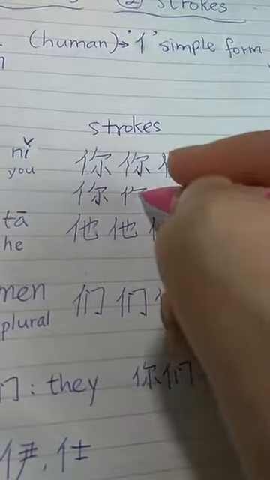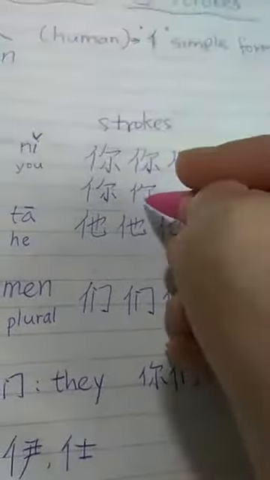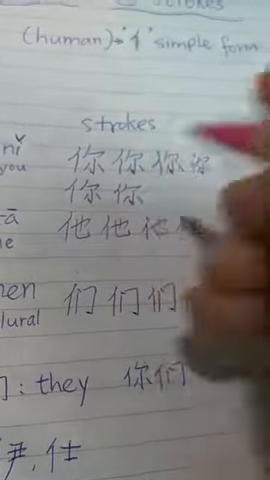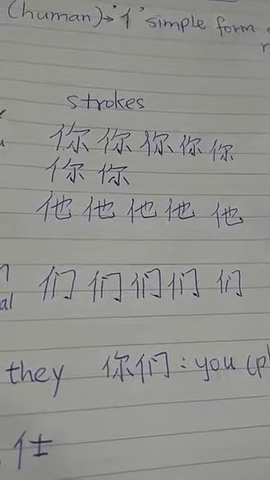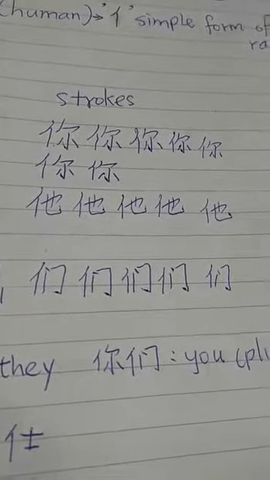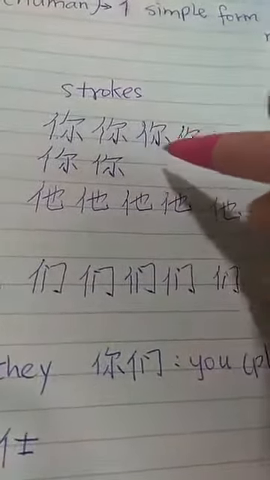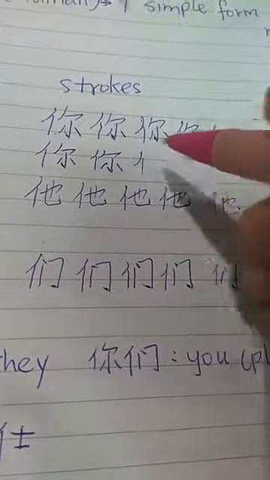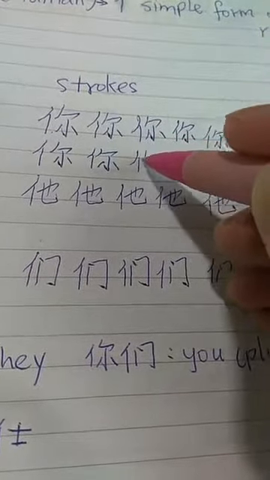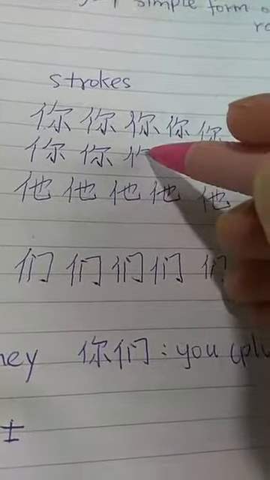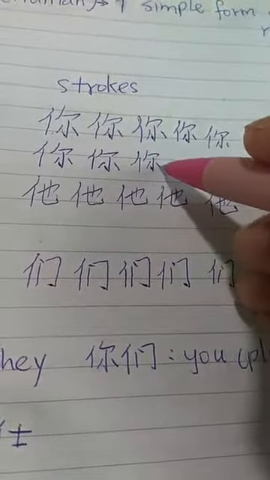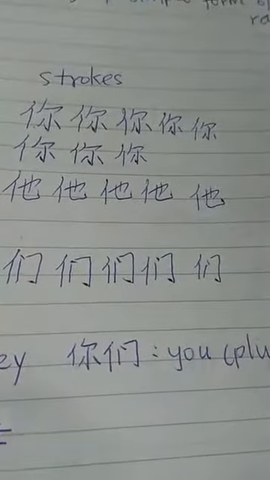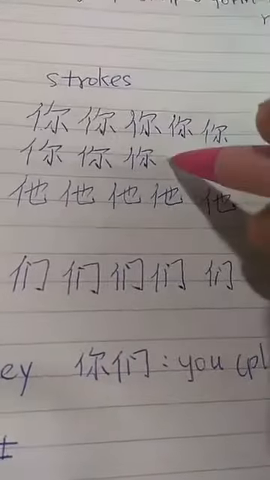Okay. That's the way to write the word 你, which means you. You should practice it more, okay? Like this, the right part, and then the lower part, okay? That's the way to write it, okay?